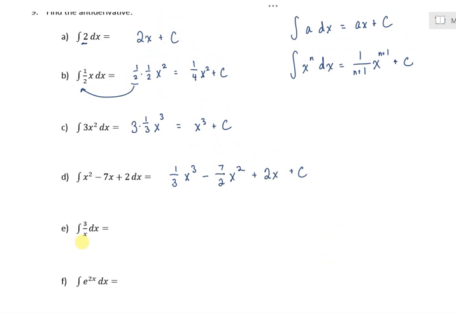Okay, 3 over x, we need to remember that the derivative of natural log is 1 over x, so this is the rule. 1 over x dx is natural log of x plus c. The 3 just gets multiplied in, so we get 3 natural log of x plus c.